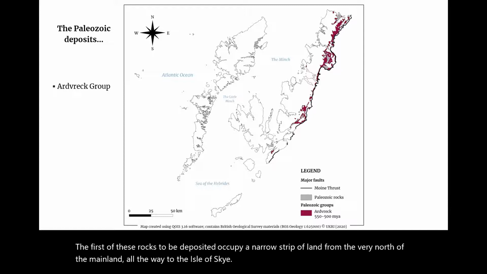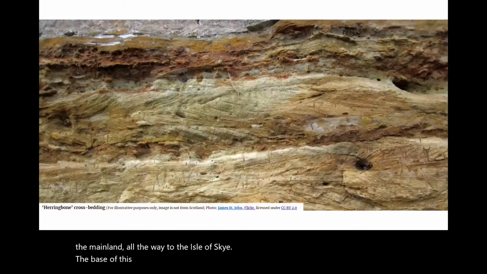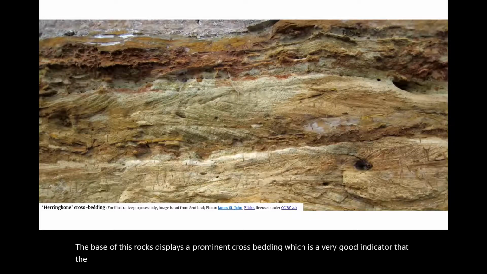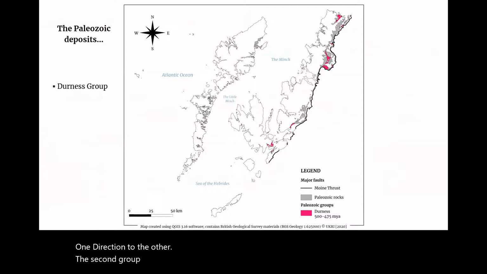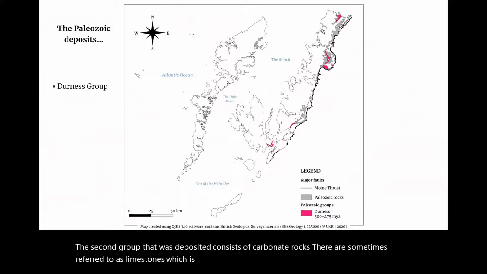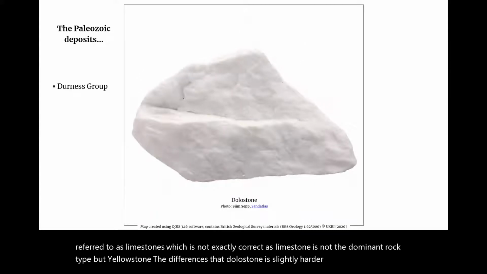The base of these rocks displays a prominent cross bedding, which is a very good indicator that deposition occurred in a shallow marine area with powerful tidal currents that shifted from one direction to the other. The second group that was deposited consists of carbonate rocks. They are sometimes referred to as limestones, which is not exactly correct, as limestone is not the dominant rock type, but dolostone. The difference is that dolostone is slightly harder and less easily soluble than limestone.